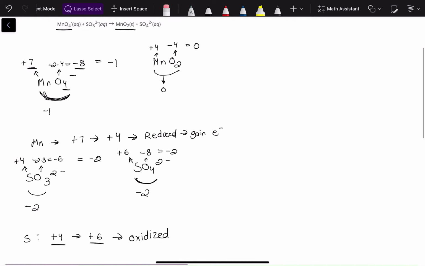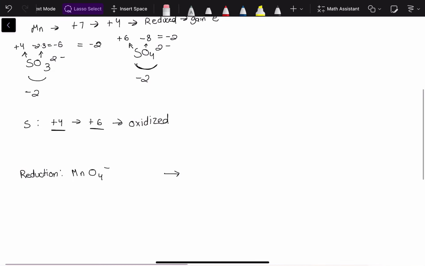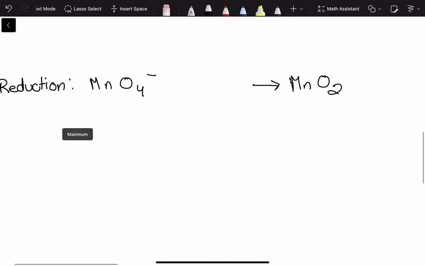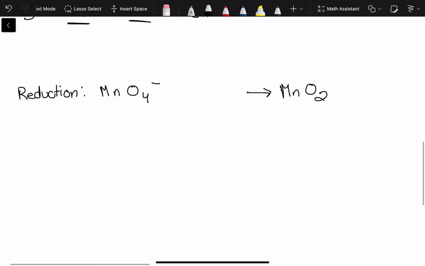And then on the product side, we're getting MnO2 with no charge. Okay, so first thing to do is we want to look at how many of each element we have on each side and make sure everything has the same number of elements on both the reactants and products.